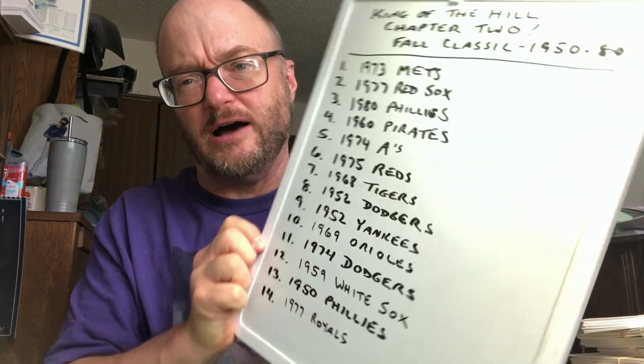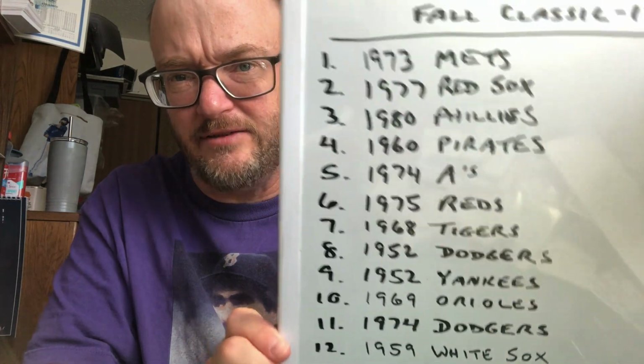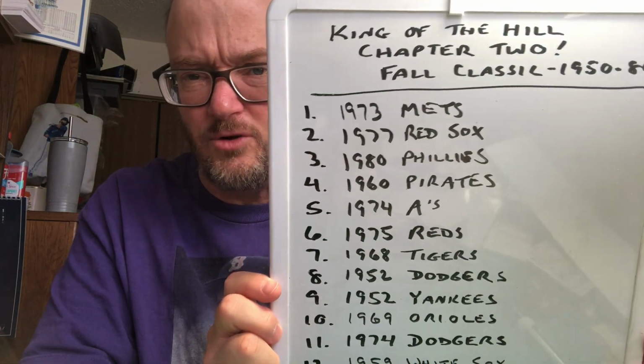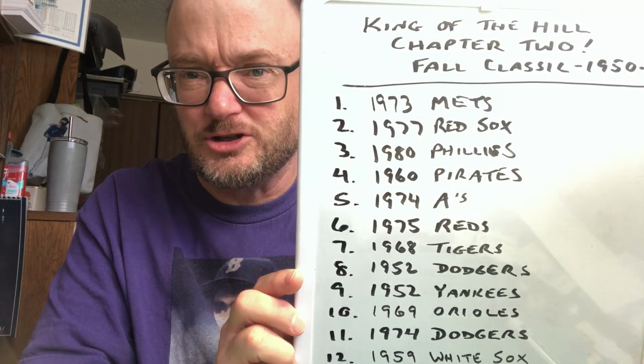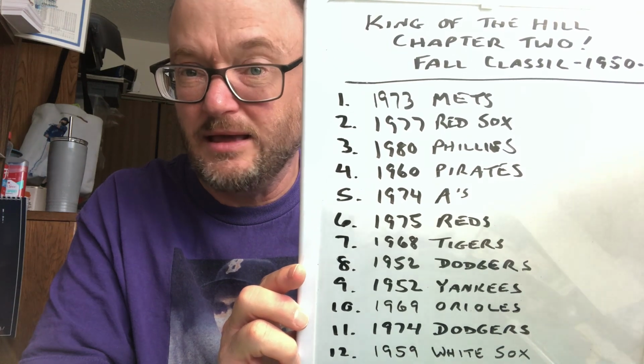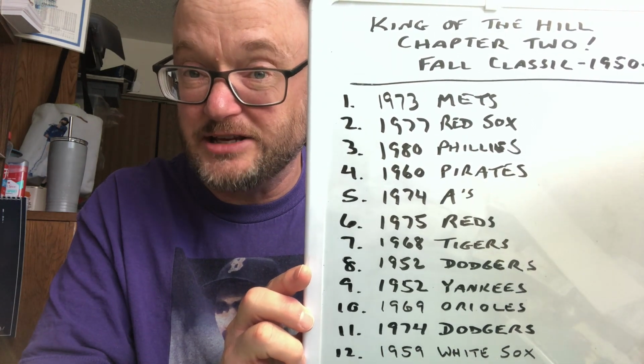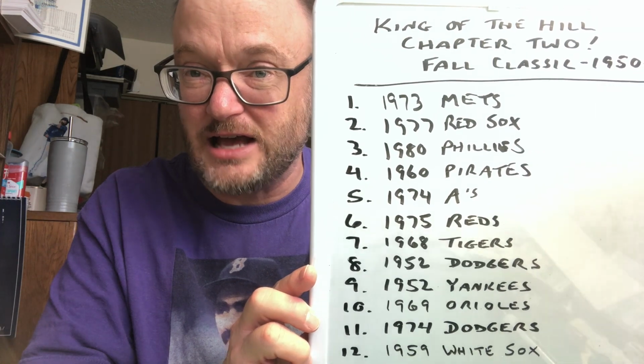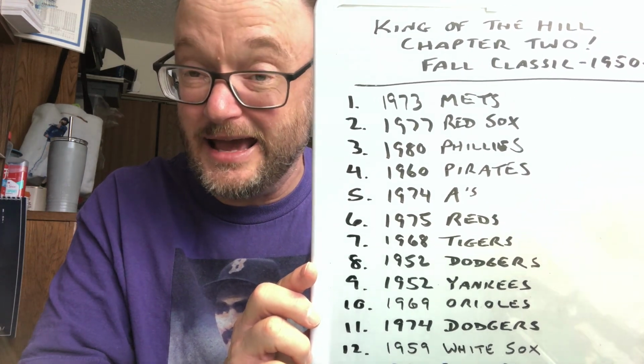So, the 73 Mets will start out as the King of the Hill for the King of the Hill Chapter 2 tournament. They will host at Shea Stadium the 77 Red Sox on opening day, and there will be no DH. The Red Sox will have to deal with not having a DH, and they're going to face Tom Seaver on opening day. This tournament is going to be a lot of fun.